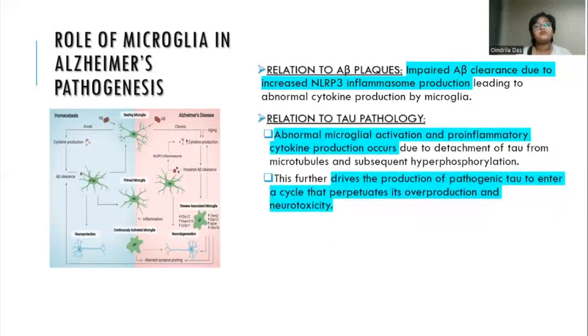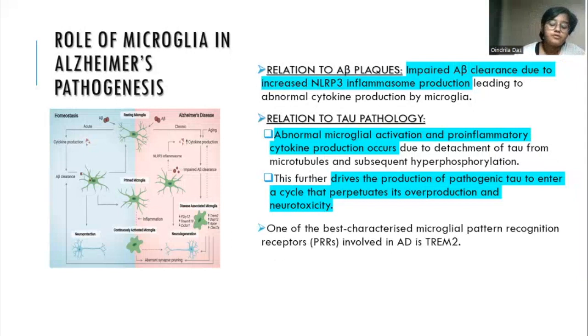Relation to tau pathology. Endogenous tau is shown to have a role in neuronal transportation due to its involvement in assemblage and stabilization of microtubules. When this endogenous tau detaches from the microtubules, abnormal microglial activation and pro-inflammatory cytokine production is observed, which subsequently leads to hyperphosphorylation. This drives an overproduction of pathogenic tau and perpetuates the cycle of neurotoxicity.